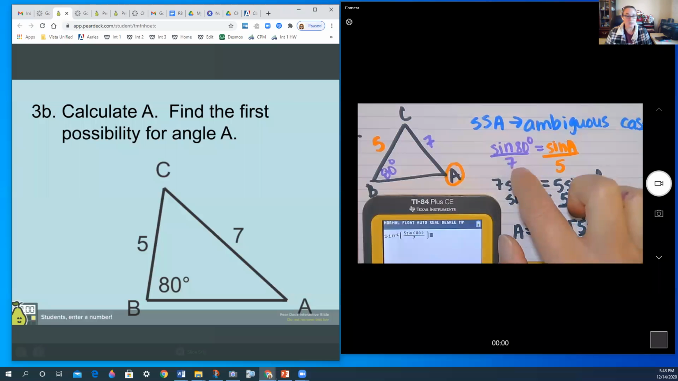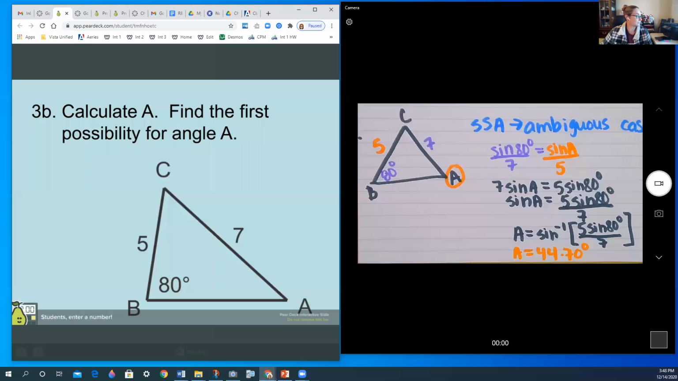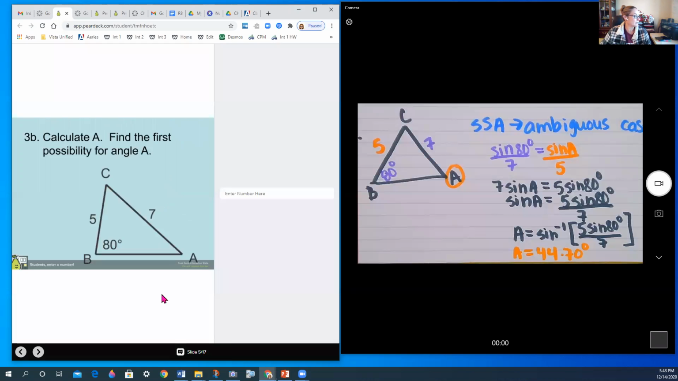So I set up sine of 80 over 7 is equal to sine of A over 5, cross multiplied. Got sine of A is equal to 5 sine 80 over 7. I want angle A, so I have to do sine inverse. And when I put that in my calculator, I end up with 44.70 as my possible angle. So I am going to put that here. 44.70.